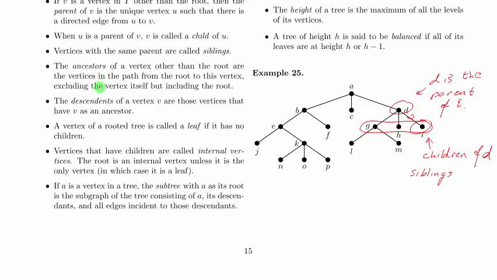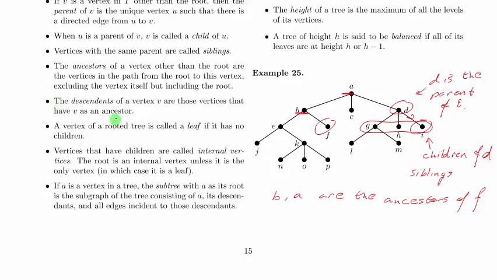Ancestors of a vertex other than the root are all the vertices in the path from the root to that particular vertex. So if I'm looking at F, then B and A are the ancestors of F. If I wanted to look at, say, vertex N, then K, E, B, and A would be N's ancestors.